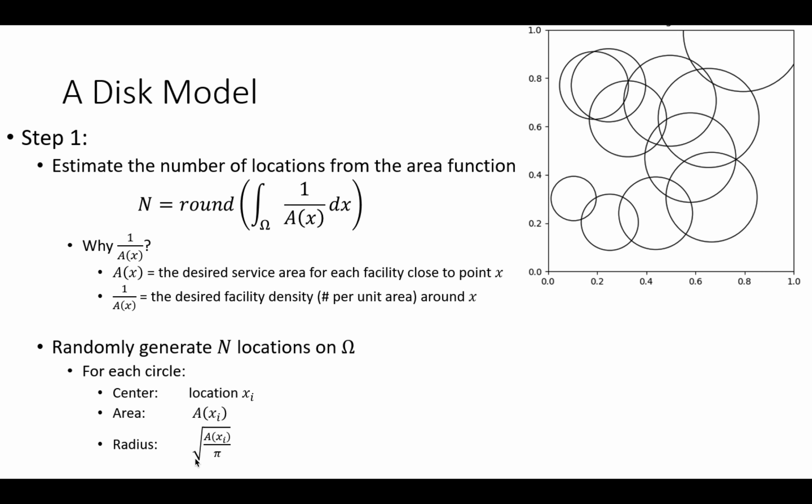And its radius is naturally defined by this area, which is a radius such that pi times r squared equals a. So the radius is square root of a over pi. So you can draw a picture like this. Each center is your facility, and certainly they are not in the desired shape because their service areas have many overlaps.